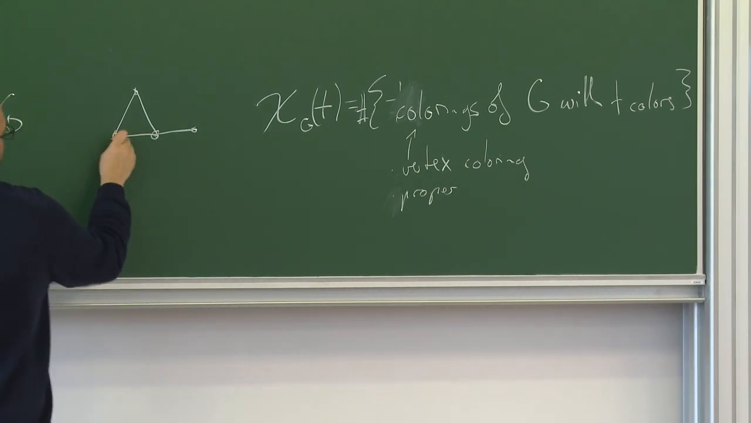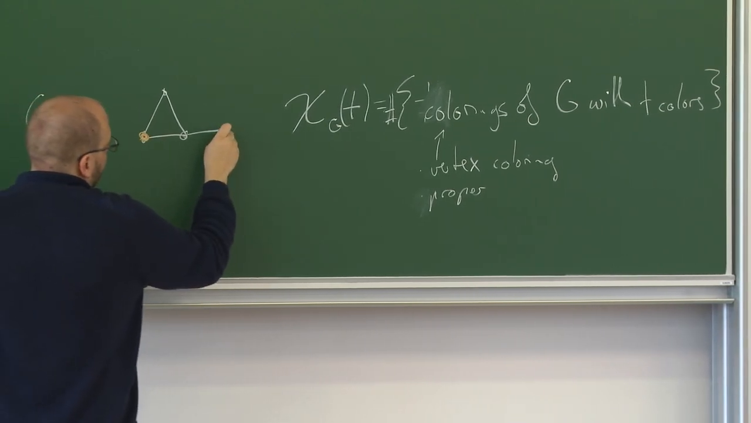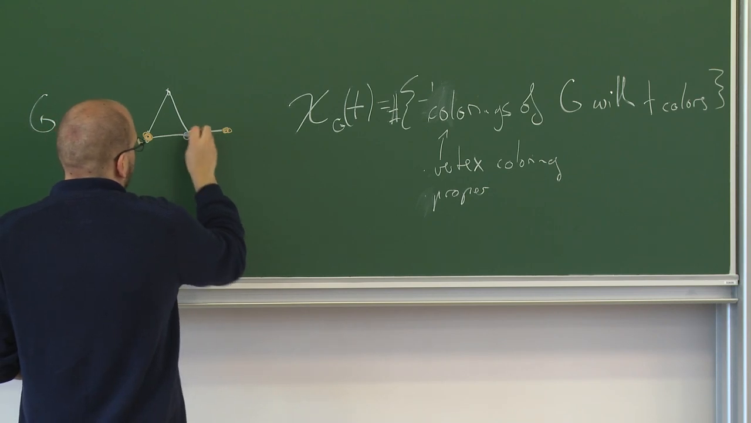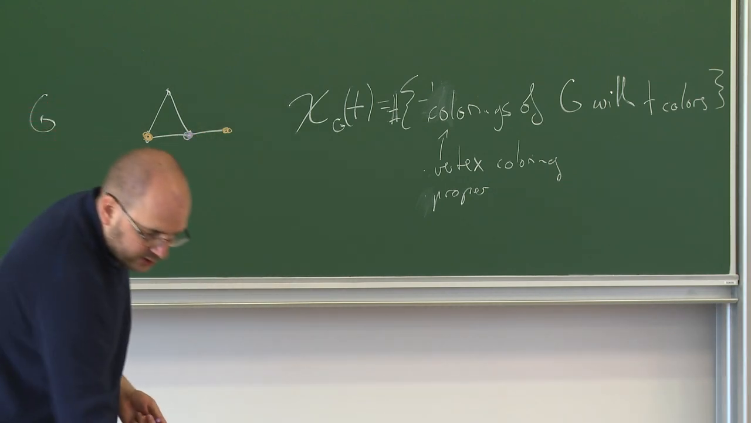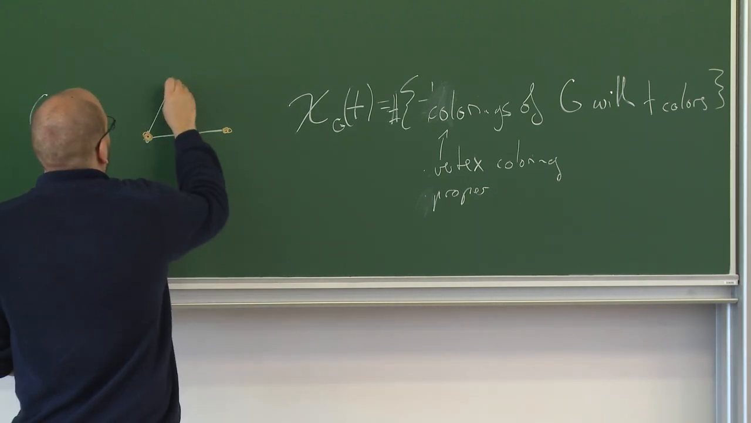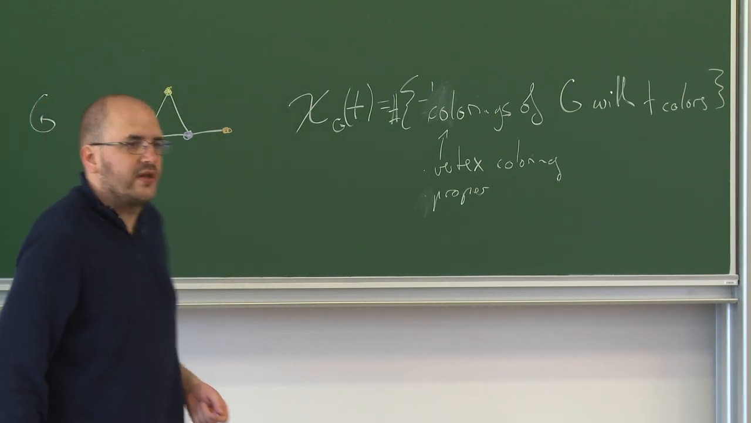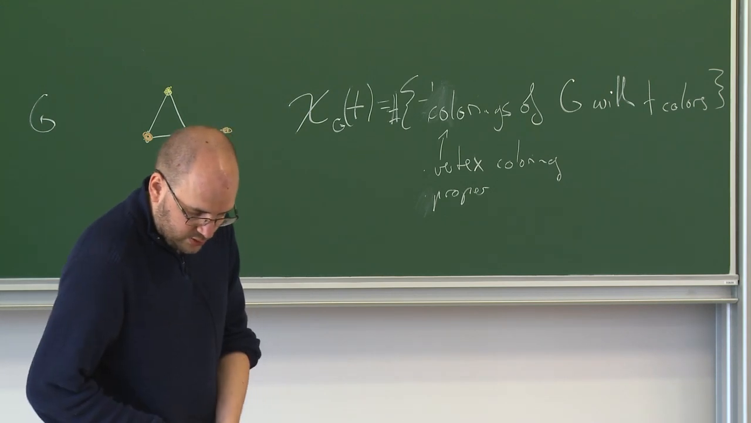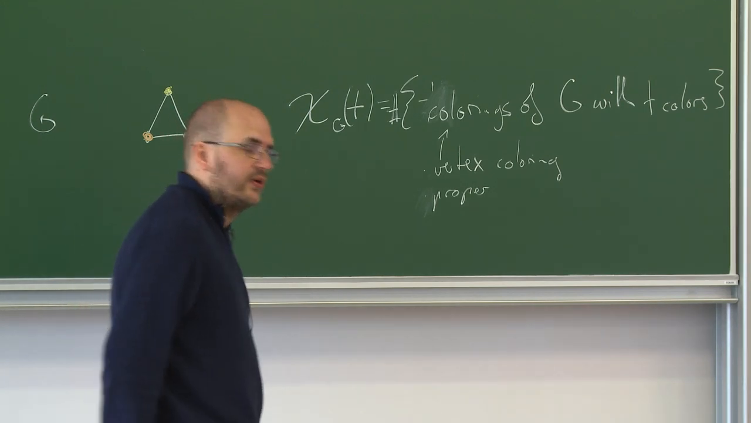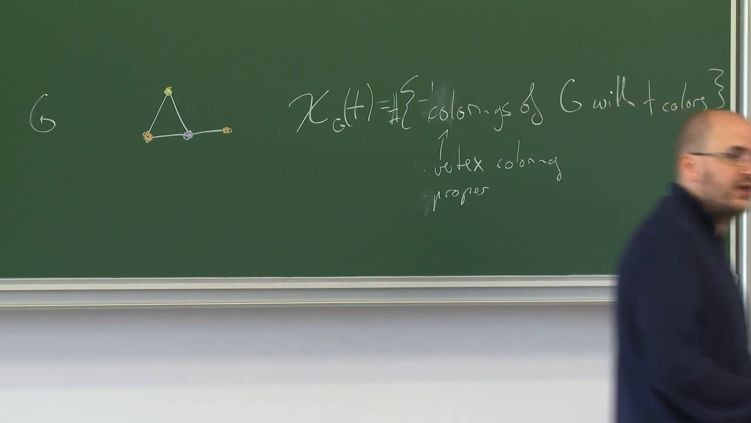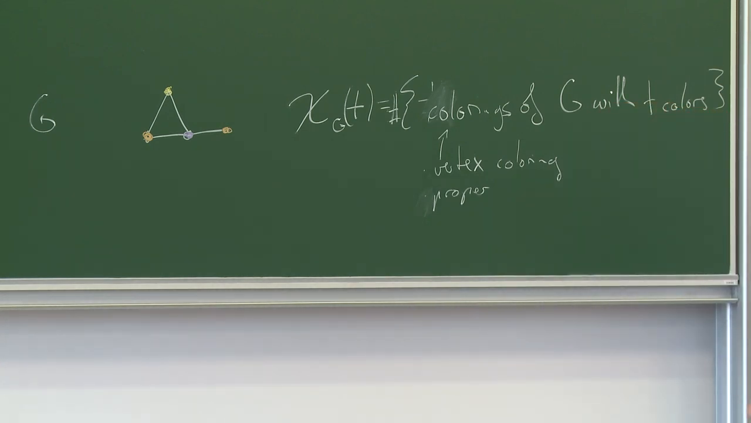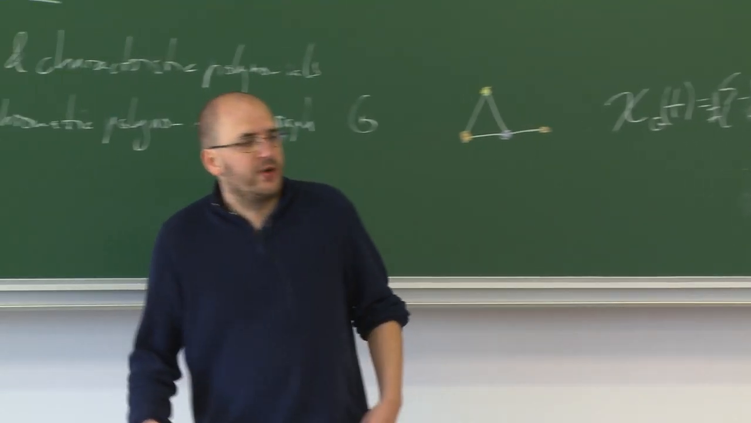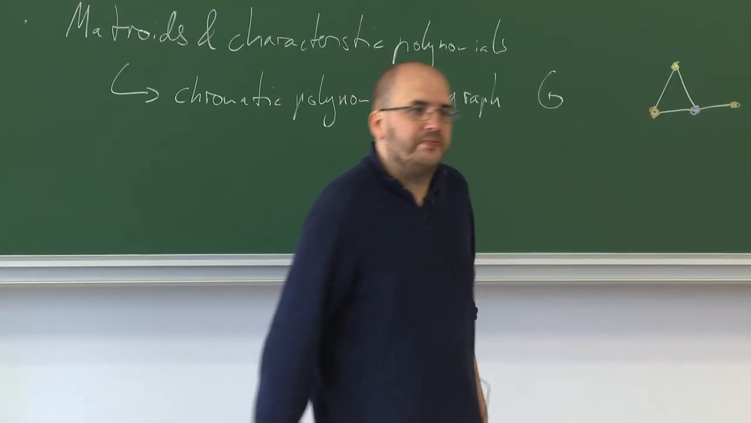So I can do this in orange, and then I can do this in orange, but for this vertex I have to use another color. And then, yeah, you'd have to use another color. Yellow is maybe not a bad choice. Okay, that's the coloring, and I count them. And as I said, it's not quite obvious that it's a polynomial, but it turns out to be a polynomial.